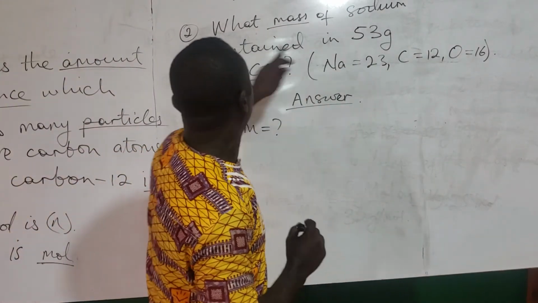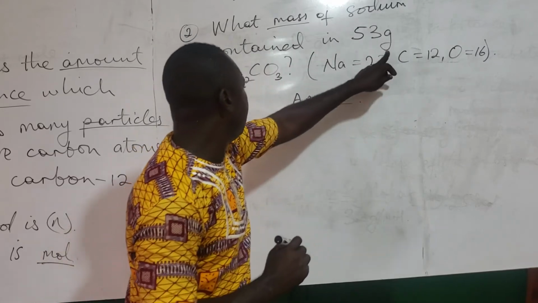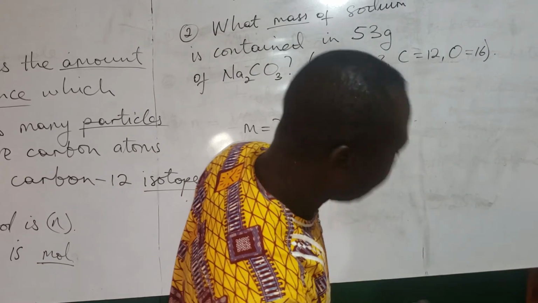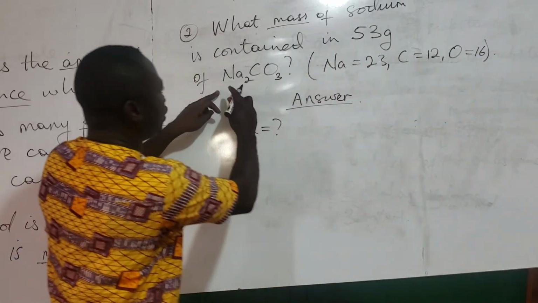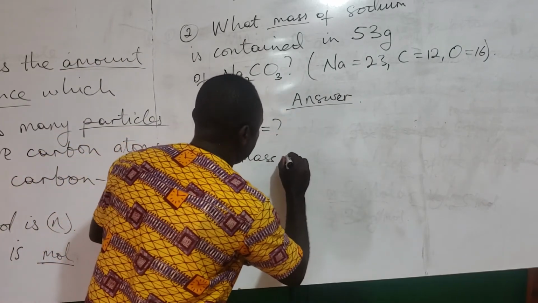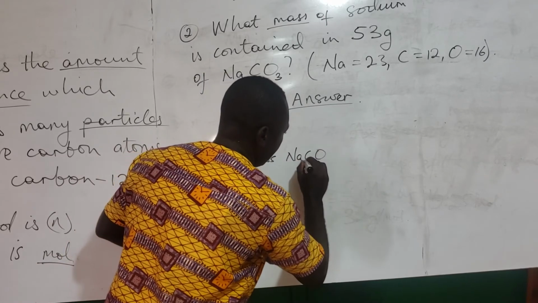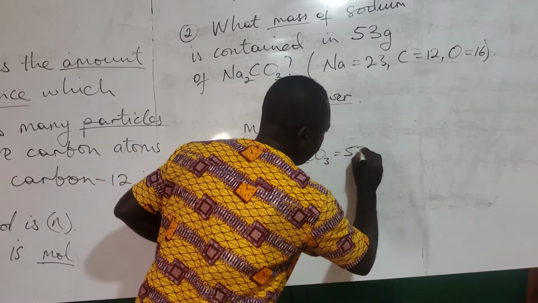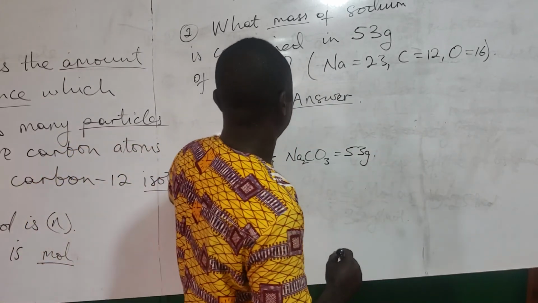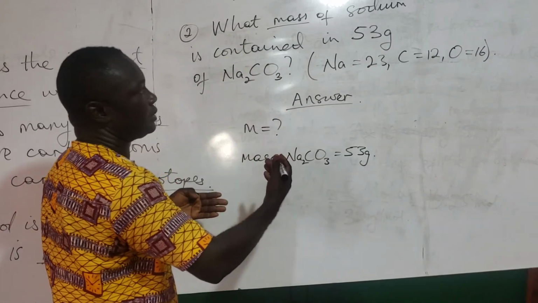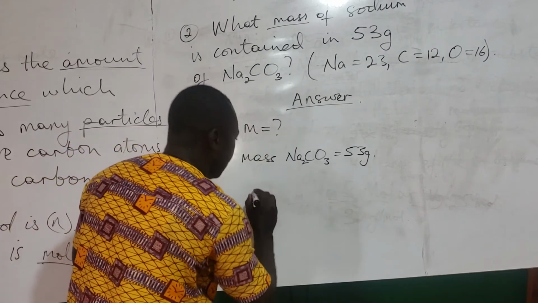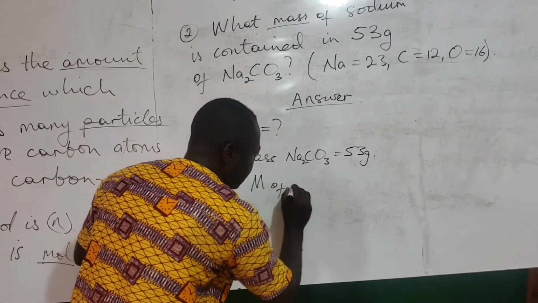Then within the question, they have given you that the sample is 53 grams of sodium trioxocarbonate. So the total mass of the sample, which is sodium trioxocarbonate, is given as 53. But they are looking for only the mass of sodium. Within the question, you are also supposed to find out what other thing you need, and the other thing you need is the molar mass of this sodium trioxocarbonate.